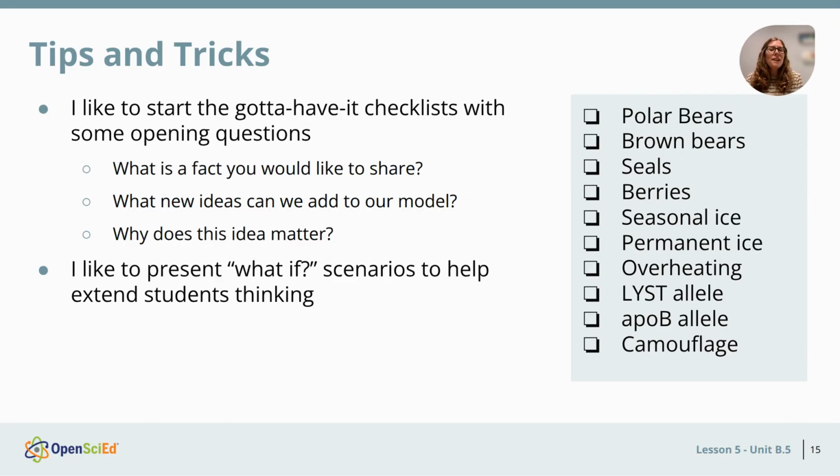And what new ideas can we add to our model? So we created our initial consensus model. What's some new information that we figured out? Okay, let's write those things down. And why does this idea matter? So if a student brings up a new idea, then we're asking, why is this important? How is this going to fit into our new consensus model? We're building the Gotta Have It checklist there. I just find starting with these opening questions helps get the ball rolling.